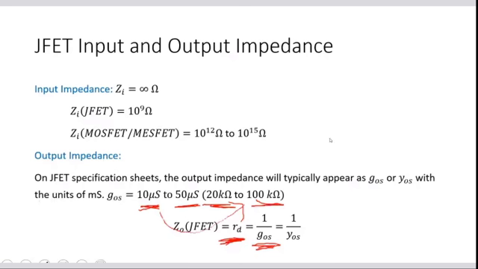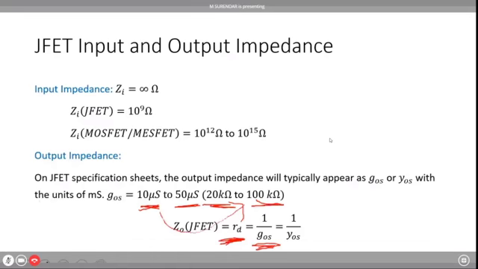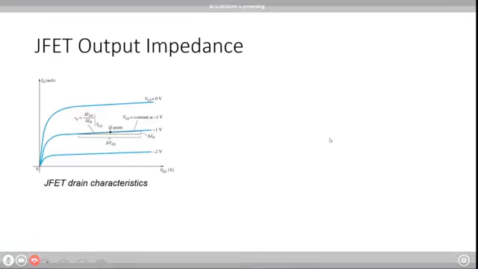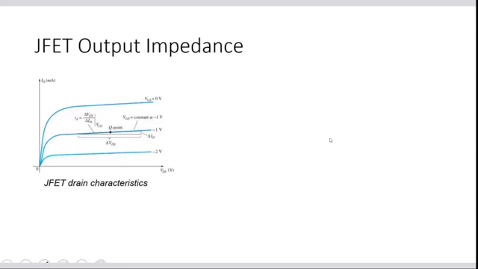Okay, I'll move on to the next slide. So here we have discussed the JFET input and output impedance. This is for the device. Remember, this is just for the device. We haven't entered into the amplifier yet. Okay, fine. So JFET output impedance rd is nothing but the slope of the drain characteristics. You just take the drain characteristic curve and compute the slope at the Q point.